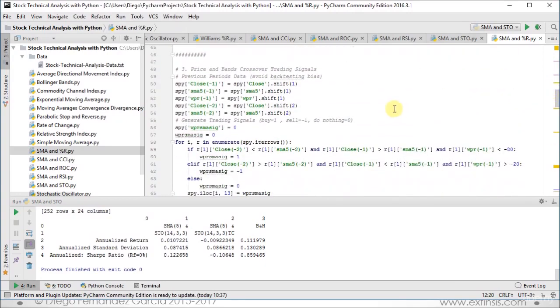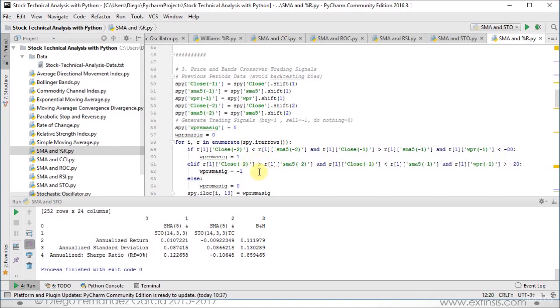Then we have the corresponding price and bands crossover trading signals, first with previous periods data calculation to avoid backtesting bias. Then we generate trading signals, buy equals 1, sell -1, do nothing 0 in the corresponding column, and the variable we are updating in the for loop. So when we're asking the first if our second previous close price was less than the second previous simple moving average, and then our previous period's close price was greater than previous period's simple moving average, and this is confirmed by previous periods Williams %R being below -80, we have 1 or a buy signal.